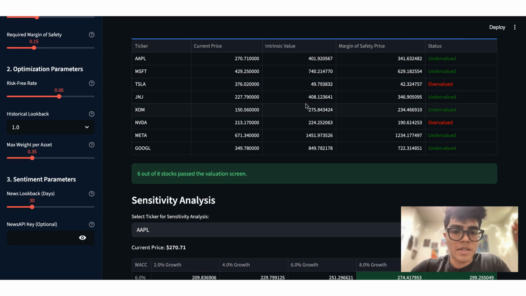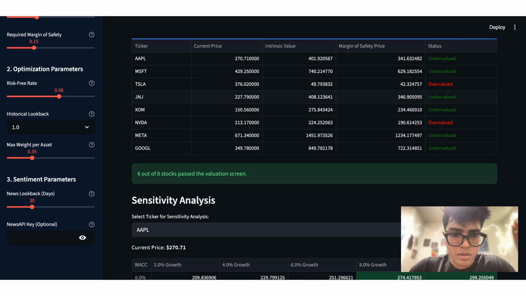When we talk about Tesla, this is an interesting one. The current price is 376 and the intrinsic value is 49.8, whereas the margin of safety price is 42.32. It is trading at roughly 7.6 times what my model thinks it's worth. It gets flagged as overvalued and is filtered out of the pipeline.